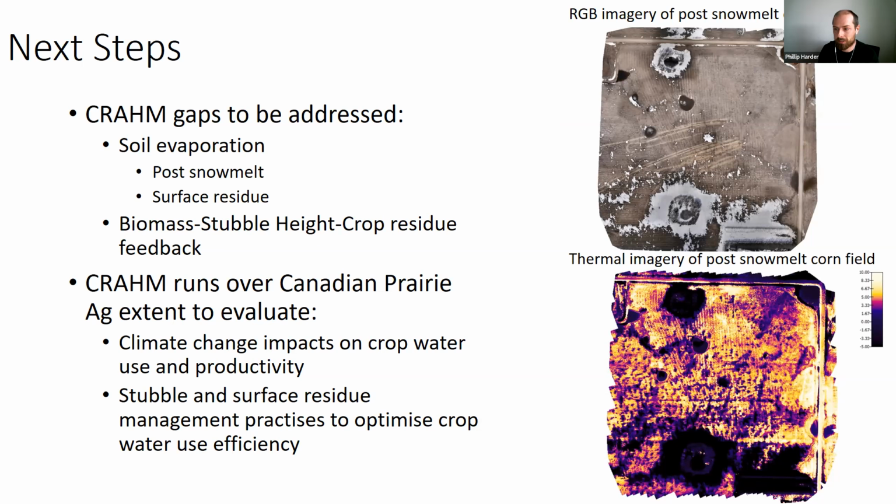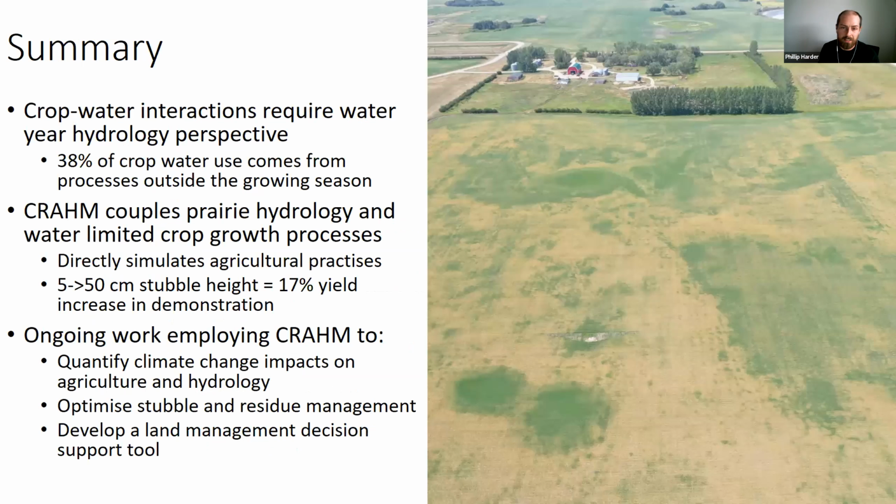But moving forward, we're going to be applying CRAM over the prairies to look at climate change impacts on crop water use and productivity, and also start considering how we can use stubble and surface management practices to optimize water use efficiency. And yeah, I'll leave it there at this point, but this is a work in progress and lots of potential outcomes to come. Thank you very much, Philip.